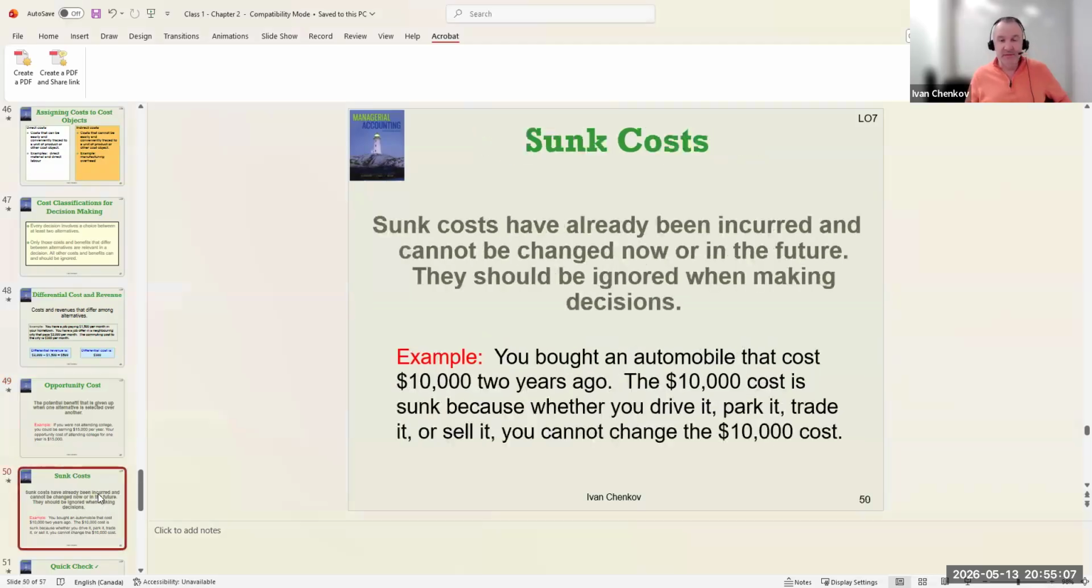Let's go to another cost, which is a sunk cost. Sunk cost is a cost that has already happened. There's nothing we can do about it. We cannot change it because, again, it's already happened. So for decision making, we just ignore it. An example would be, you bought a car 2 years ago for $10,000. Now, the $10,000, that's a sunk cost. Whether you decide to drive it, park it, or trade it, you cannot change the fact that you spent $10,000 for the car.